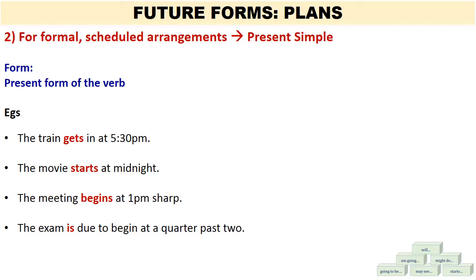Finally, the exam is due to begin at 2:15. So the present simple form of the verb to be, in this case is, with a future time, 2:15.